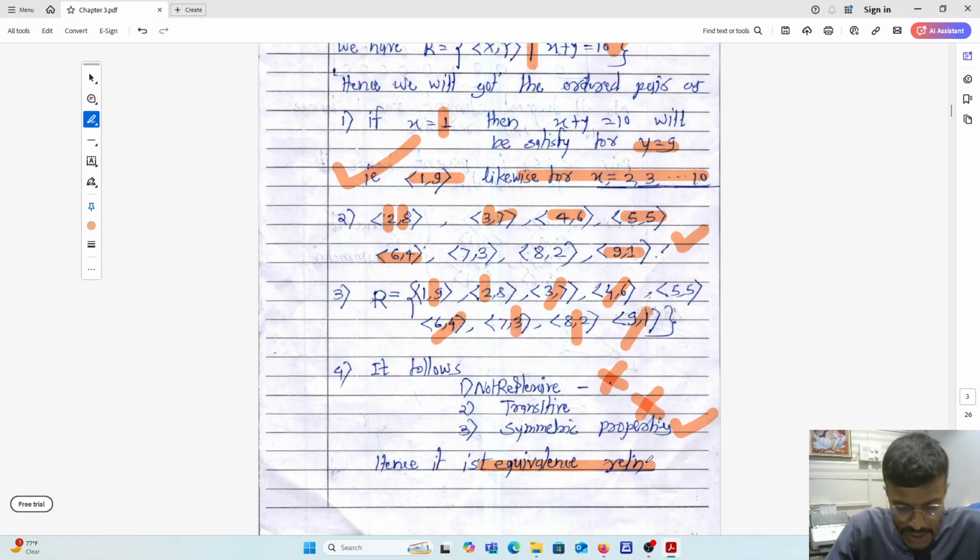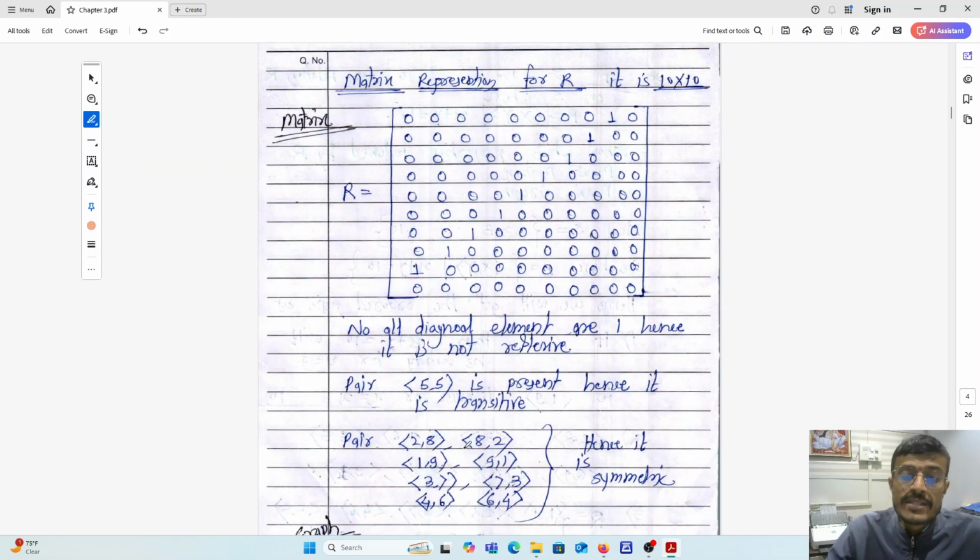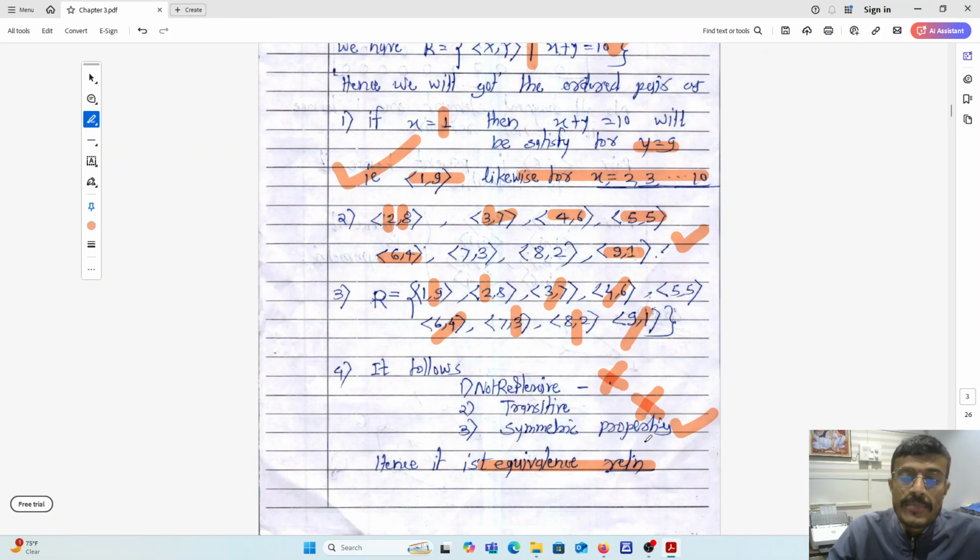A given relation is said to be an equivalence relation whenever it follows the reflexive, symmetric and transitive properties. It follows only the symmetric property, hence it is not an equivalence relation.